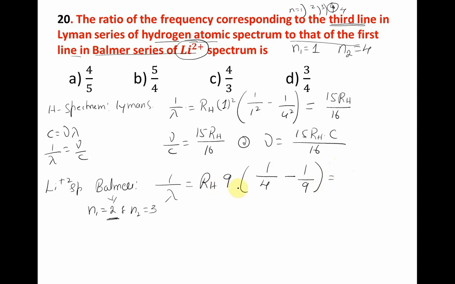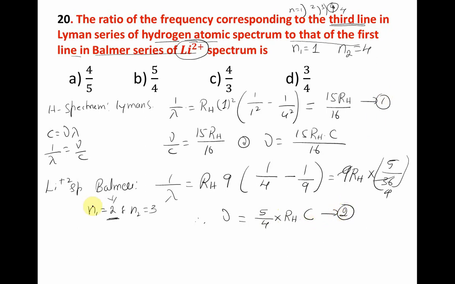Or we will finally get 9 RH into 5 by 9; 4 9s are 36. You will get 4 9s are 36. Therefore this can be written as mu is equal to 5 by 4 into RH into C. So this is equation 1 and this is equation 2.